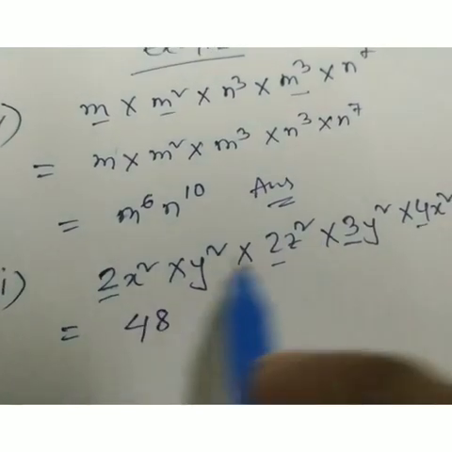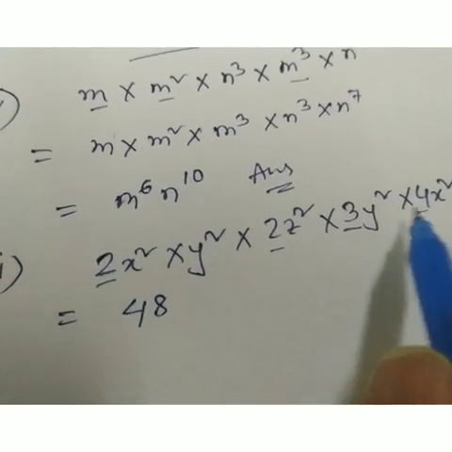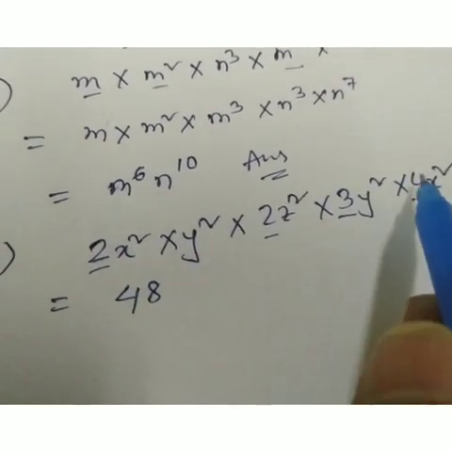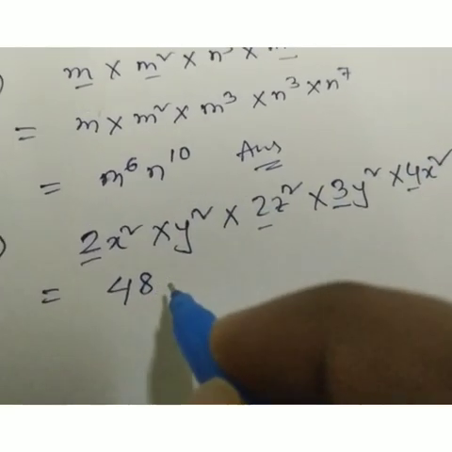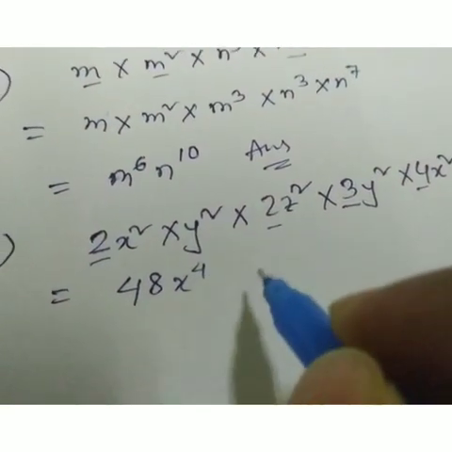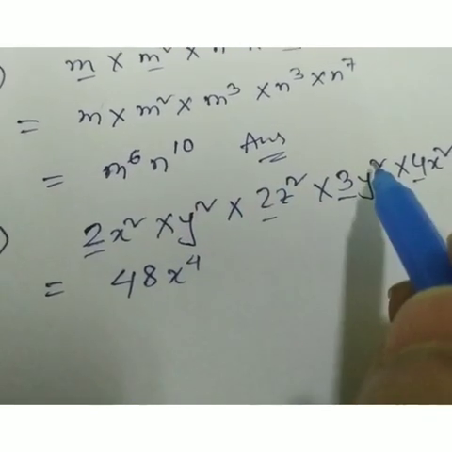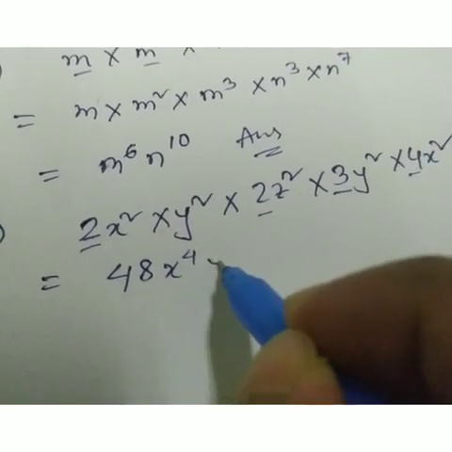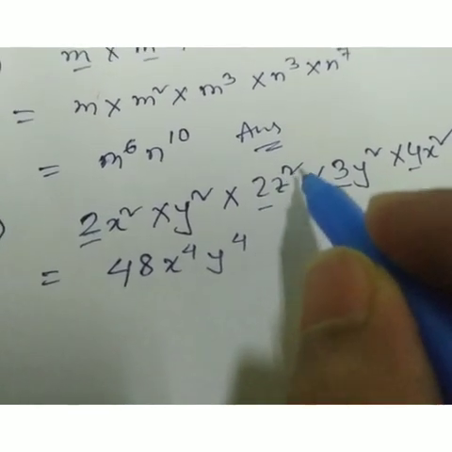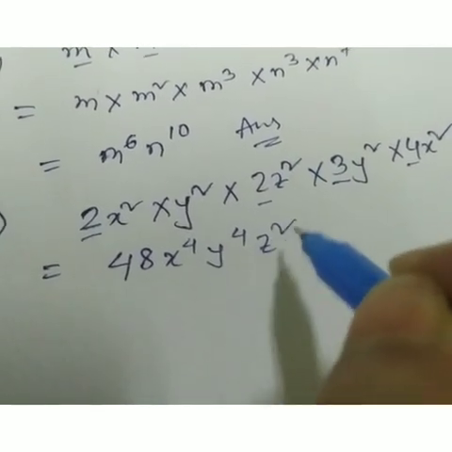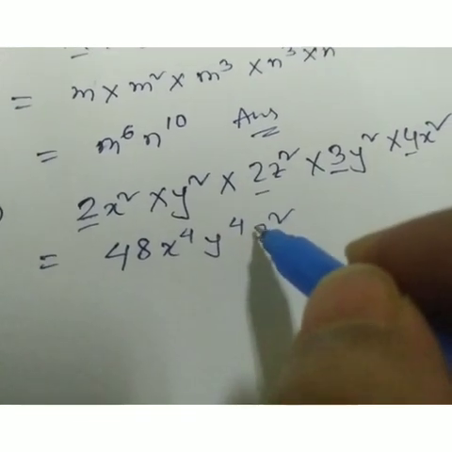Next we multiply the same alphabets. So x square is here, x square is here. The power is 2, the power is 2. The power gets added up, so x to the power 4. Similarly y square, y square. Here there is 2, there is 2. The power gets added up, so it becomes y to the power 4. And finally we have z square. So the answer is 48 x to the 4 y to the 4 z square.